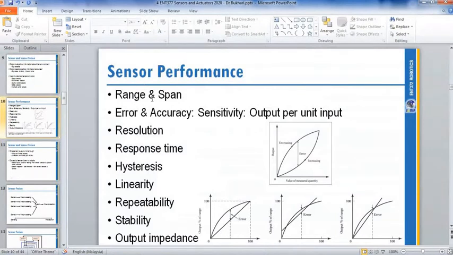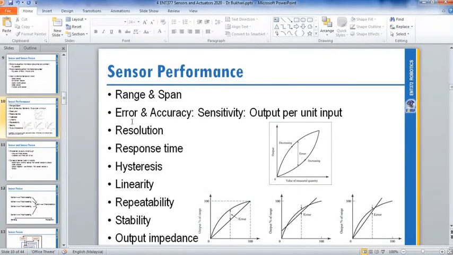Sensor performance, some of which may have been explained by Prof. Abu: range and span. Range means your sensor range, maybe based on distance or on angle, the opening angle of the sensor detection. Then error, accuracy, and sensitivity. So your sensor accuracy, resolution. For a laser, maybe the measurement is in millimeters. So that one is accuracy.